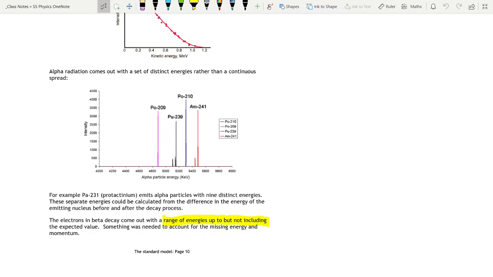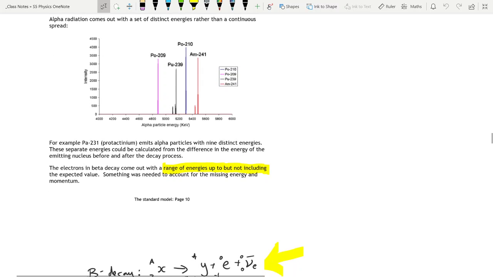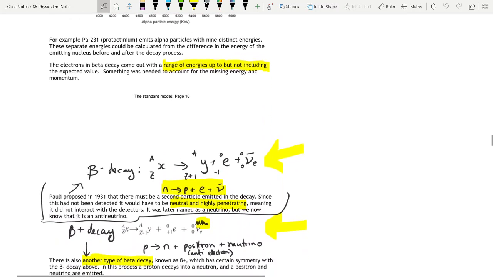So, for example, protactinium emits alpha particles with 9 distinct energies. These separate energies can be calculated from the difference in the energy of the emitting nucleus before and after the decay process, E equals mc squared. The electrons in beta decay come out with a range of energies up to, but not including, the expected value. Something was needed to account for the missing energy and momentum, and that was the antineutrino.